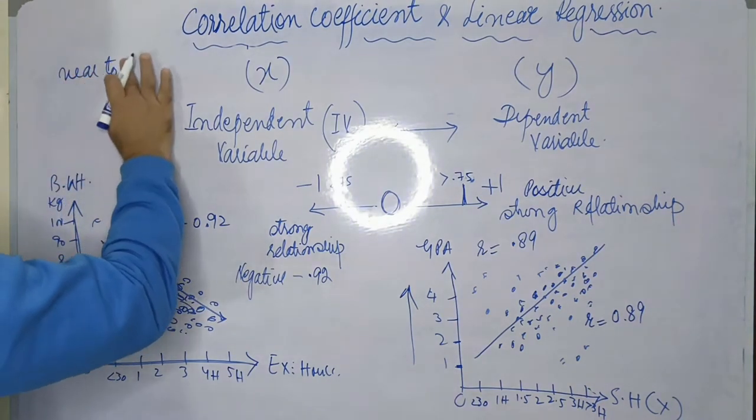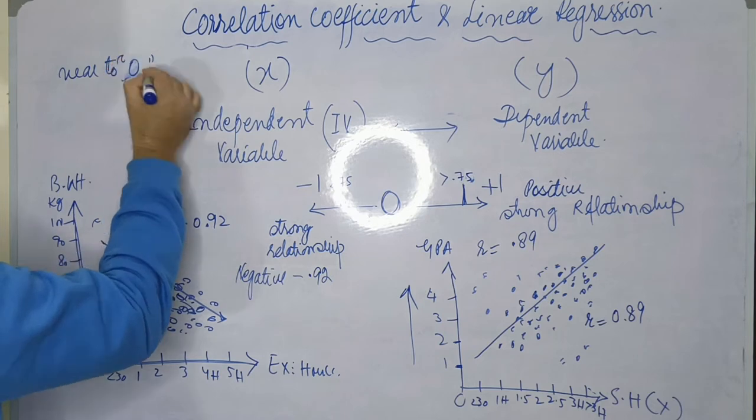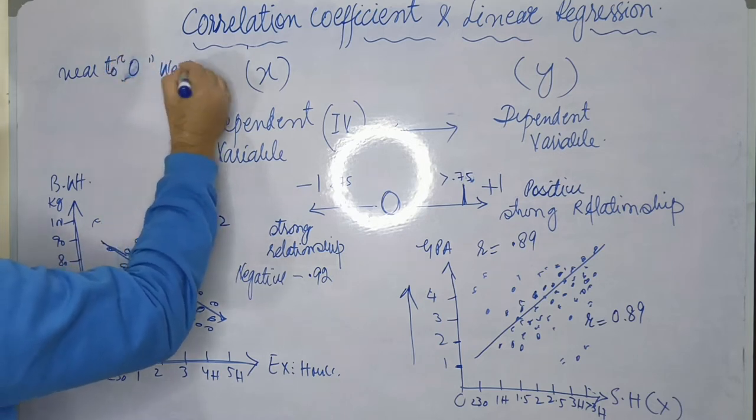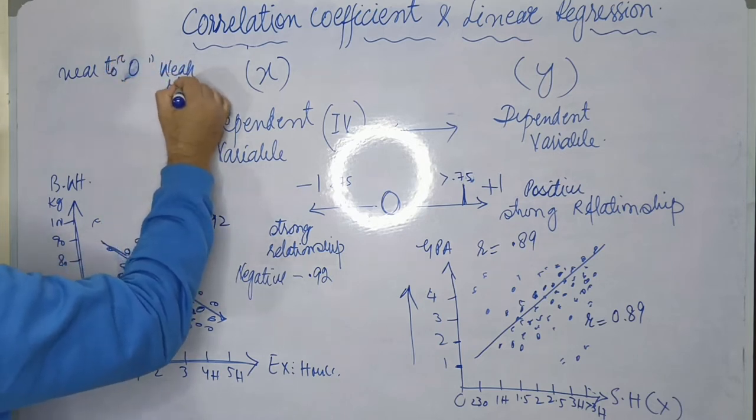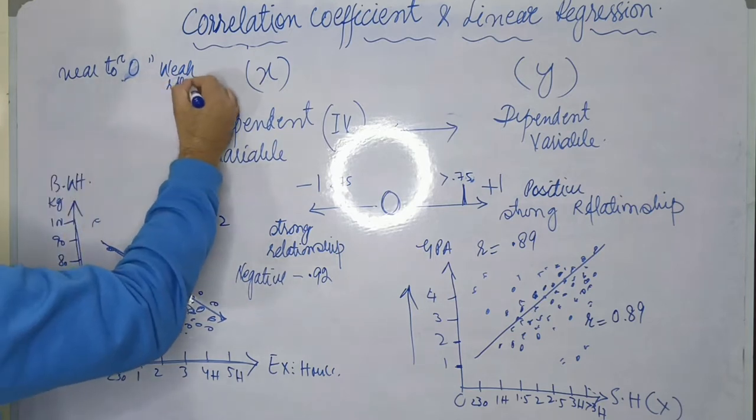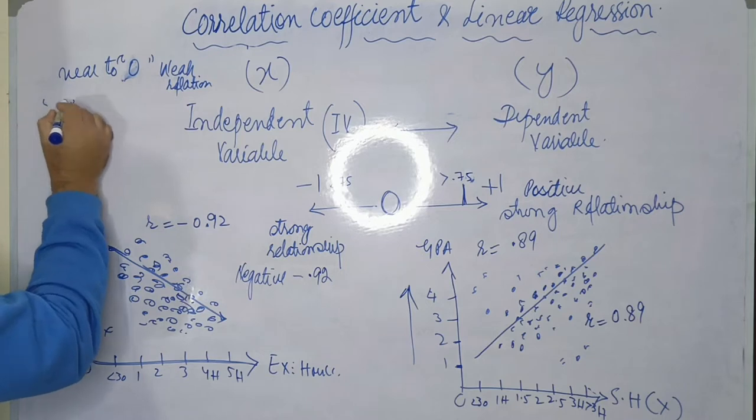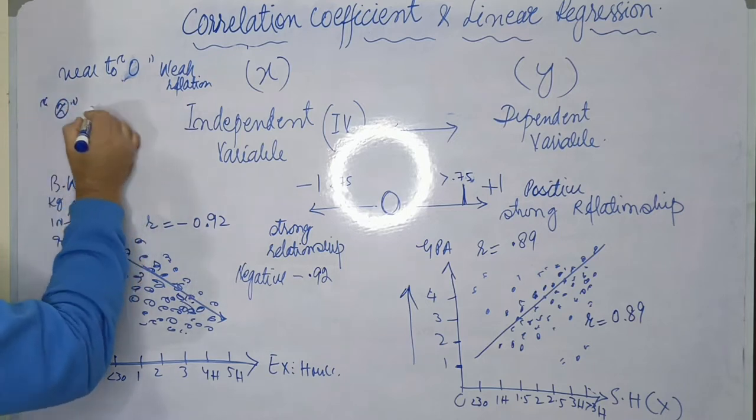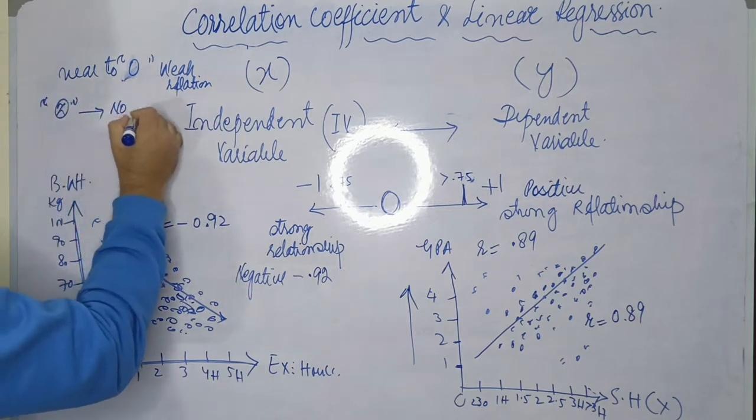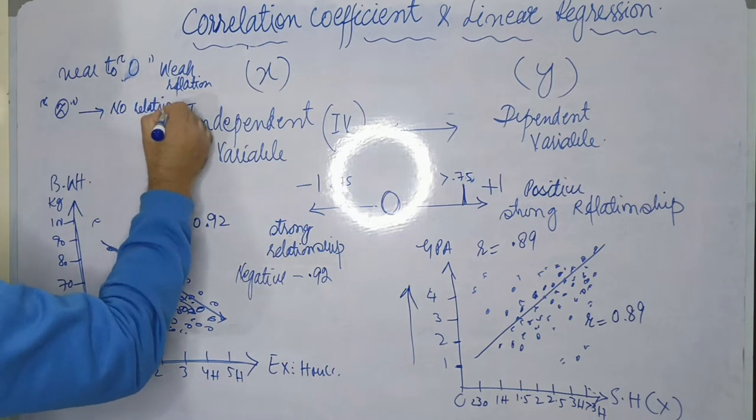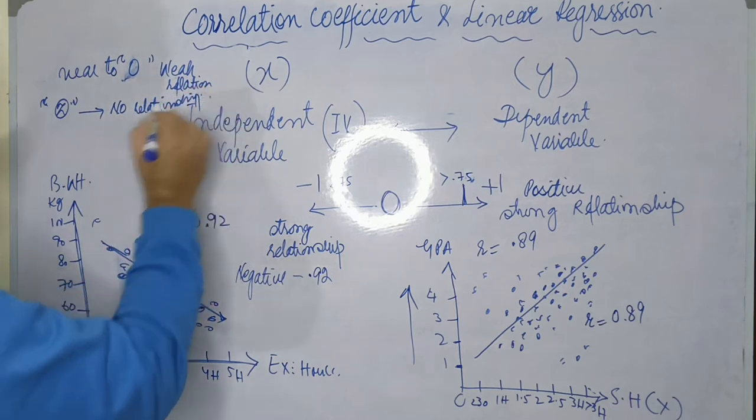Near to 0 means weak relationship. If r is zero, it means no relationship between the independent variable and the dependent variable.